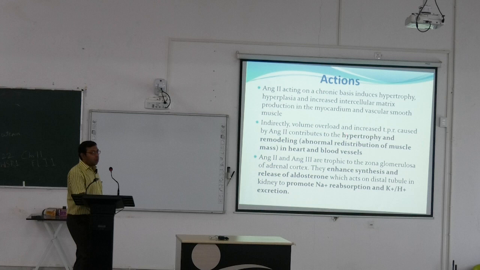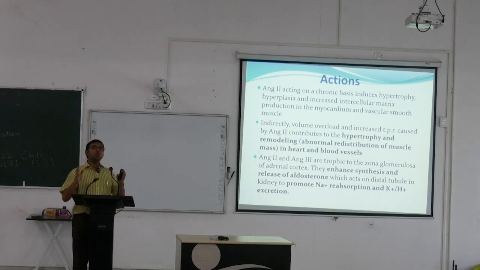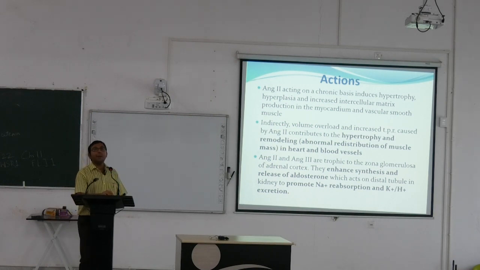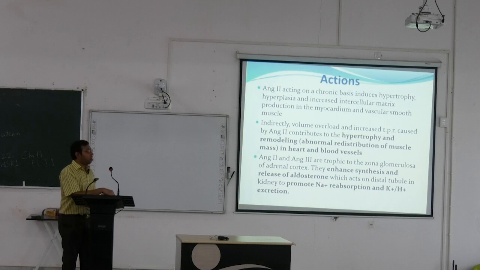Indirectly, there is volume overload. Since there is extravasation into the extravascular compartment, the increased total peripheral resistance caused by angiotensin 2 contributes to the hypertrophy, and this is also known as remodeling of the heart and blood vessel cells. Abnormal redistribution of muscle mass happens, and ultimately this leads to left ventricular hypertrophy, right ventricular hypertrophy, left atrial hypertrophy or right atrial hypertrophy. If any member of your family has had hypertension for a long period and you do an echocardiography, perhaps some of you have done it, you will see that in most cases left ventricular hypertrophy is present, because there is an unopposed renin-angiotensin system.